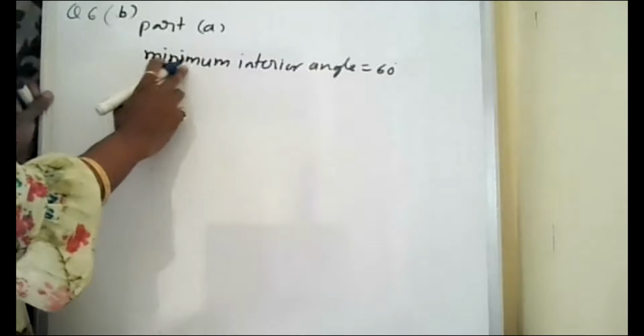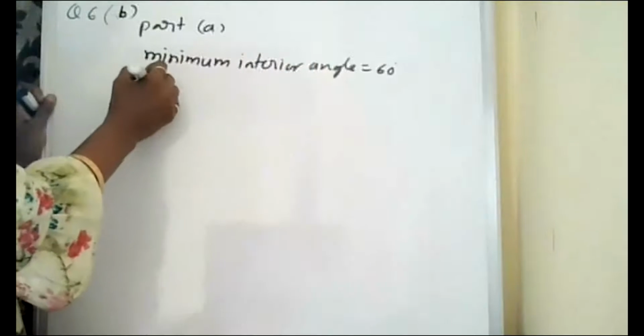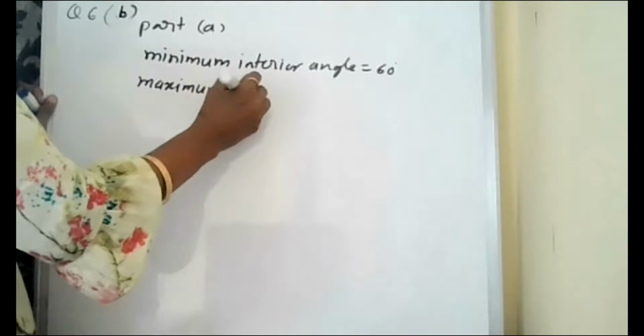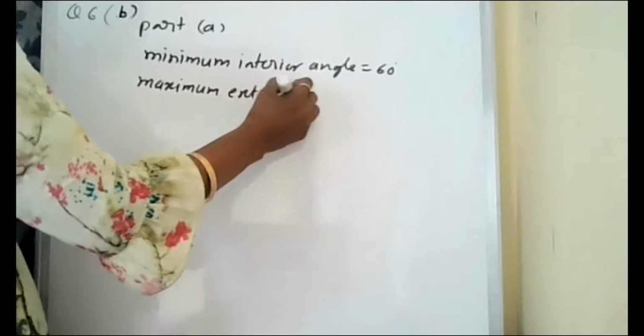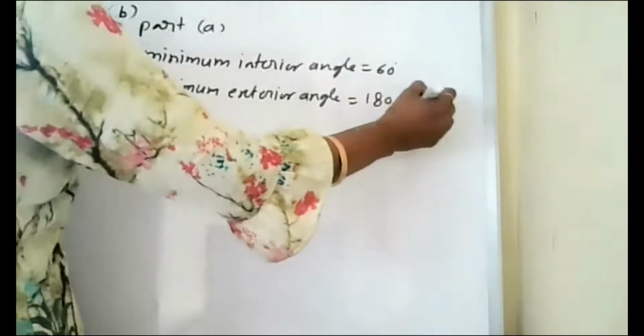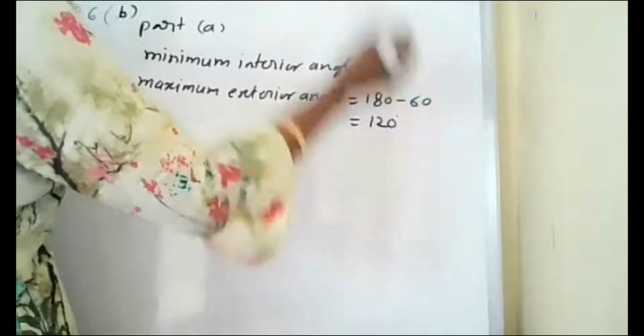From part A, we have calculated that the minimum interior angle is 60 degrees. So the maximum exterior angle equals 180 minus 60, that is 120 degrees.